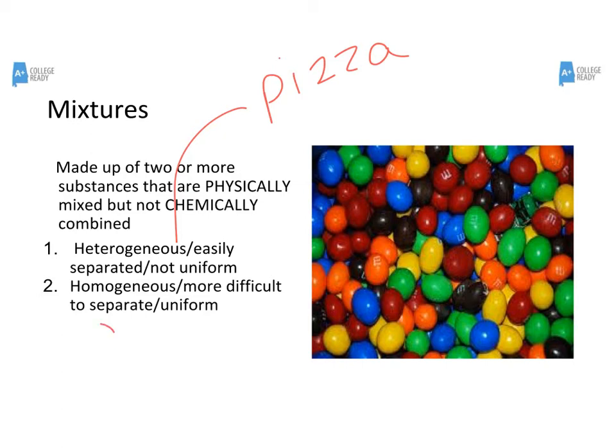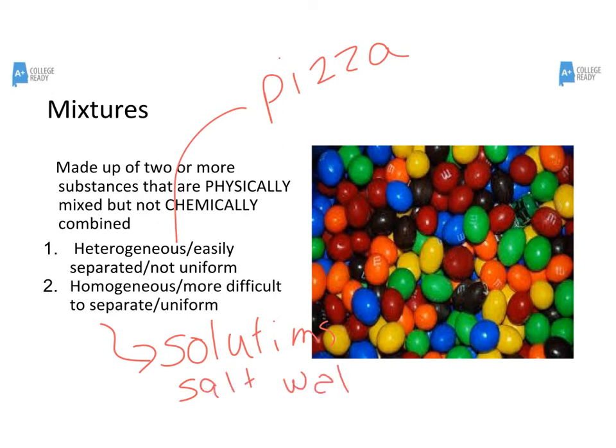While homogeneous mixtures are uniform and more difficult to separate. A good example of a homogeneous mixture are solutions of any kind. For example, a saltwater solution. You can separate a saltwater solution, but it's not as easy as separating a pizza. You have to go through the process of evaporation to separate the salt from the water.